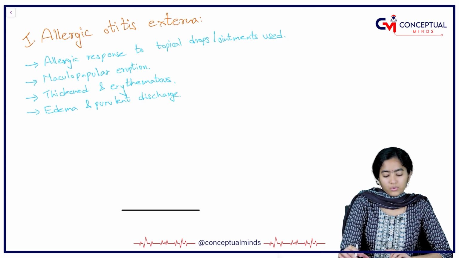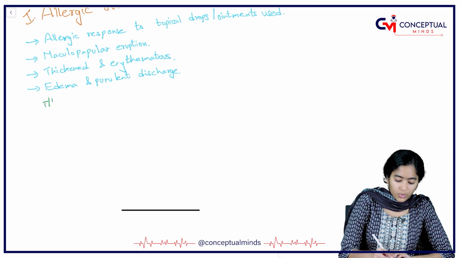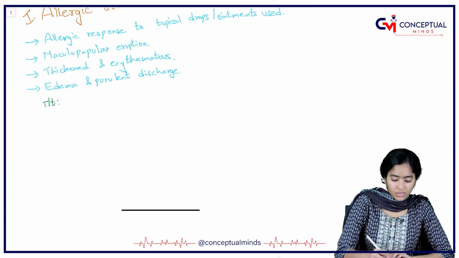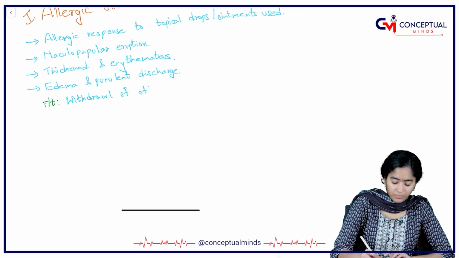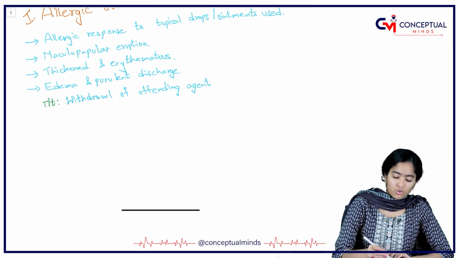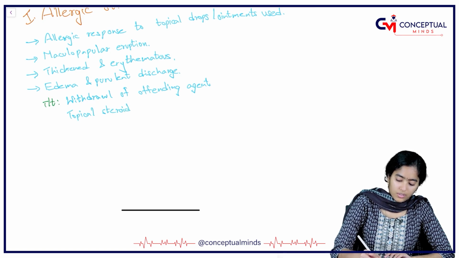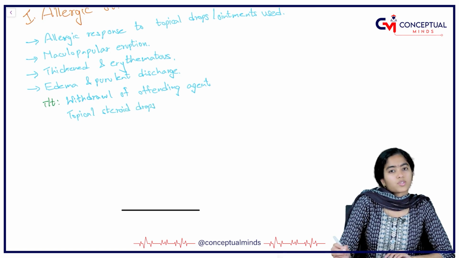Now, how do we treat it? Treatment of any allergic condition is by withdrawal of the offending agent. Whatever has caused this has to be withdrawn immediately. That is the first step that we do, and along with that, topical steroid drops can be given, so that it subsides the response.